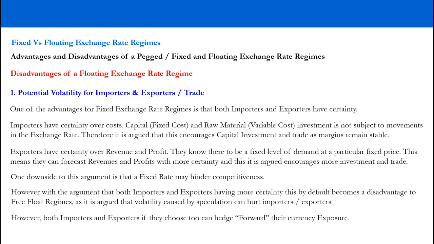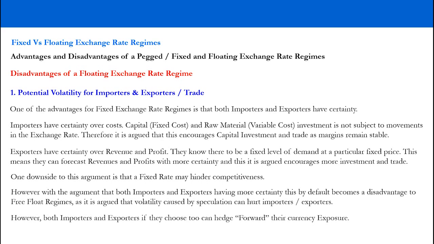As an exporter, because you have certainty over revenue and profit, and you can sell a fixed level of goods at a particular fixed price because the exchange rate is very stable, you can forecast your revenues and profits. Therefore, you can scale the business to any level you want. You just need the investment to go bigger. And what this can actually create is monopolistic situations, so it can hinder competitiveness. So just bear that one in mind.